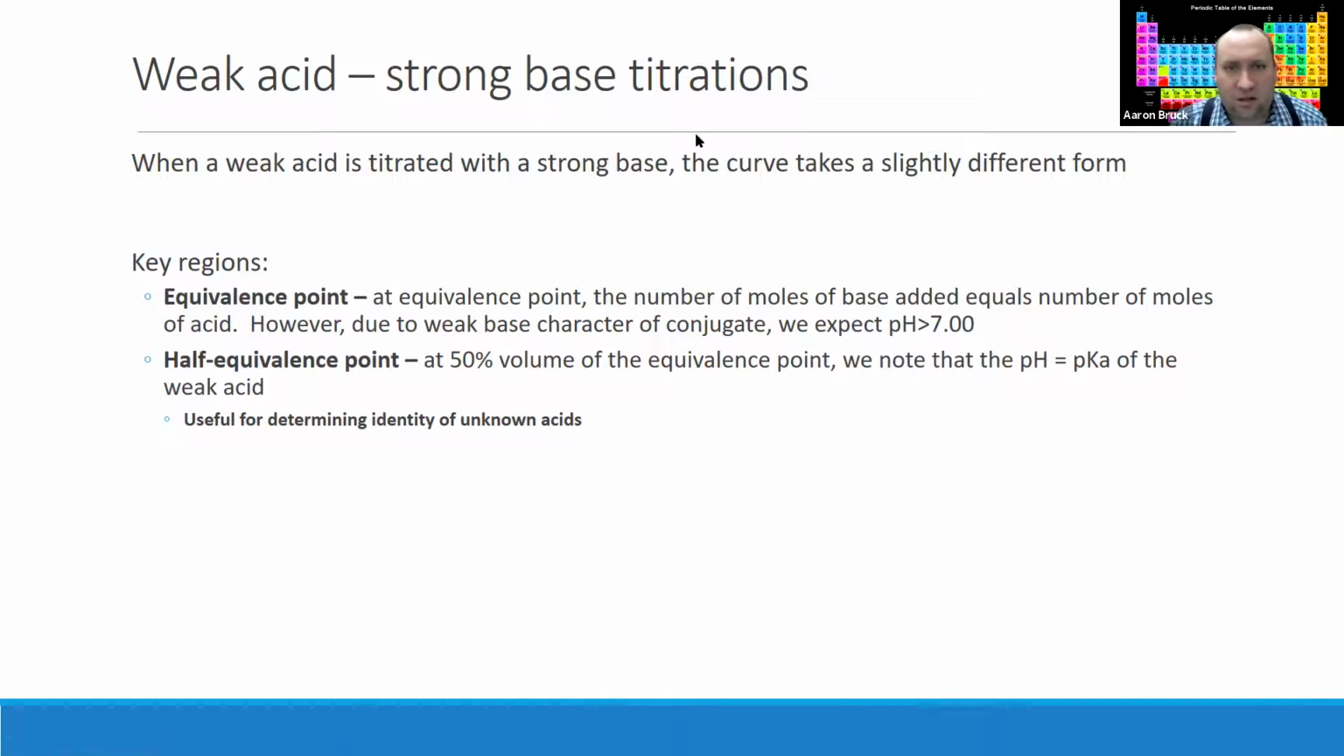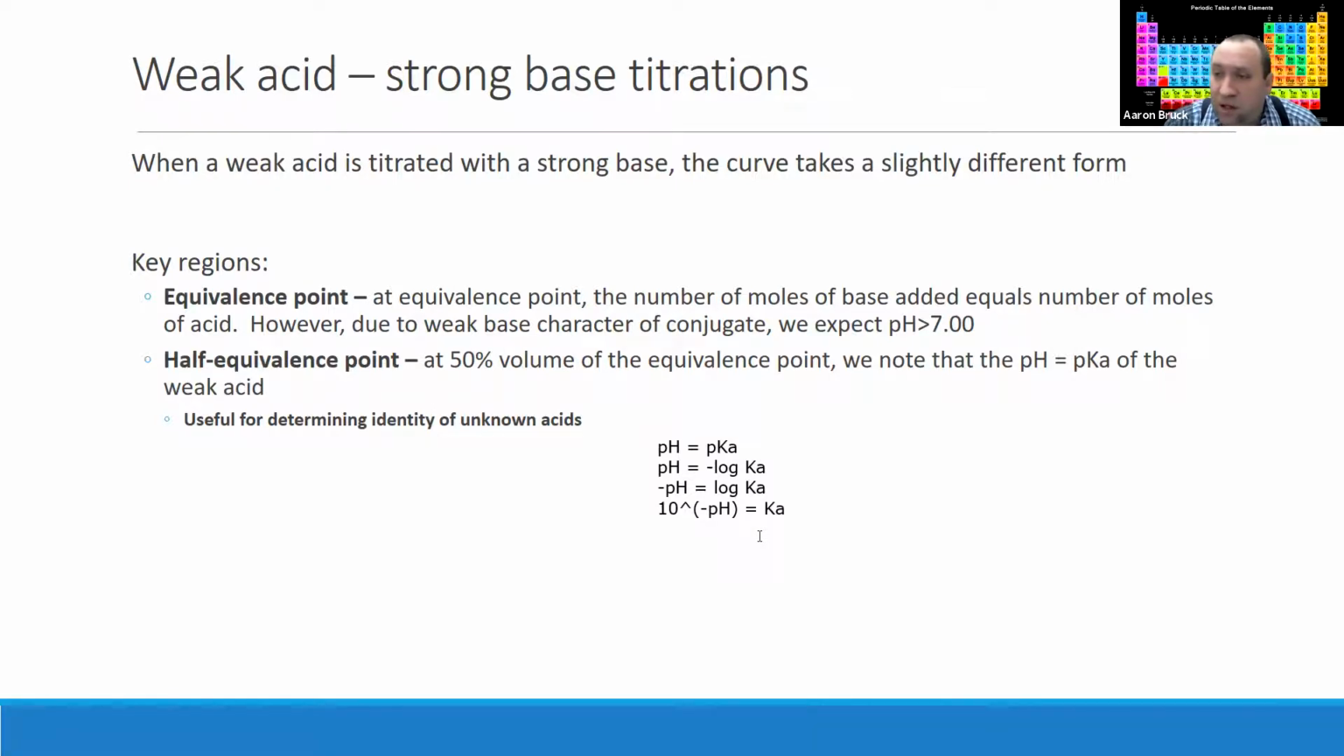Why that is particularly useful, again, going back to the calculations that you did with pH being equal to pKa, the measured pH is equal to the negative log of the Ka for the acid. Doing some manipulating algebraically, we can determine the value of the Ka for our acid by taking the antilog of the negative pH that we measure at the half equivalence point.